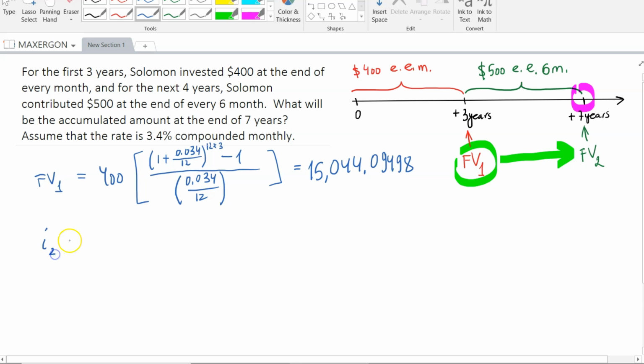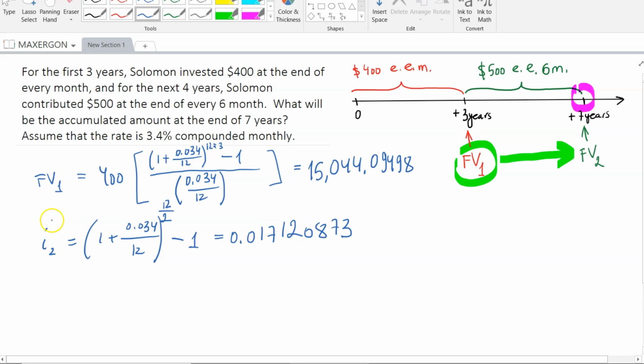We'll find I2, 1 plus 0.034 over 12, 12 over 2, because we want our new rate to be semi-annually compounded, minus 1. This is equal to 0.017120873. With this rate I2, our annuity has become a simple annuity, and we are ready to find its future value.